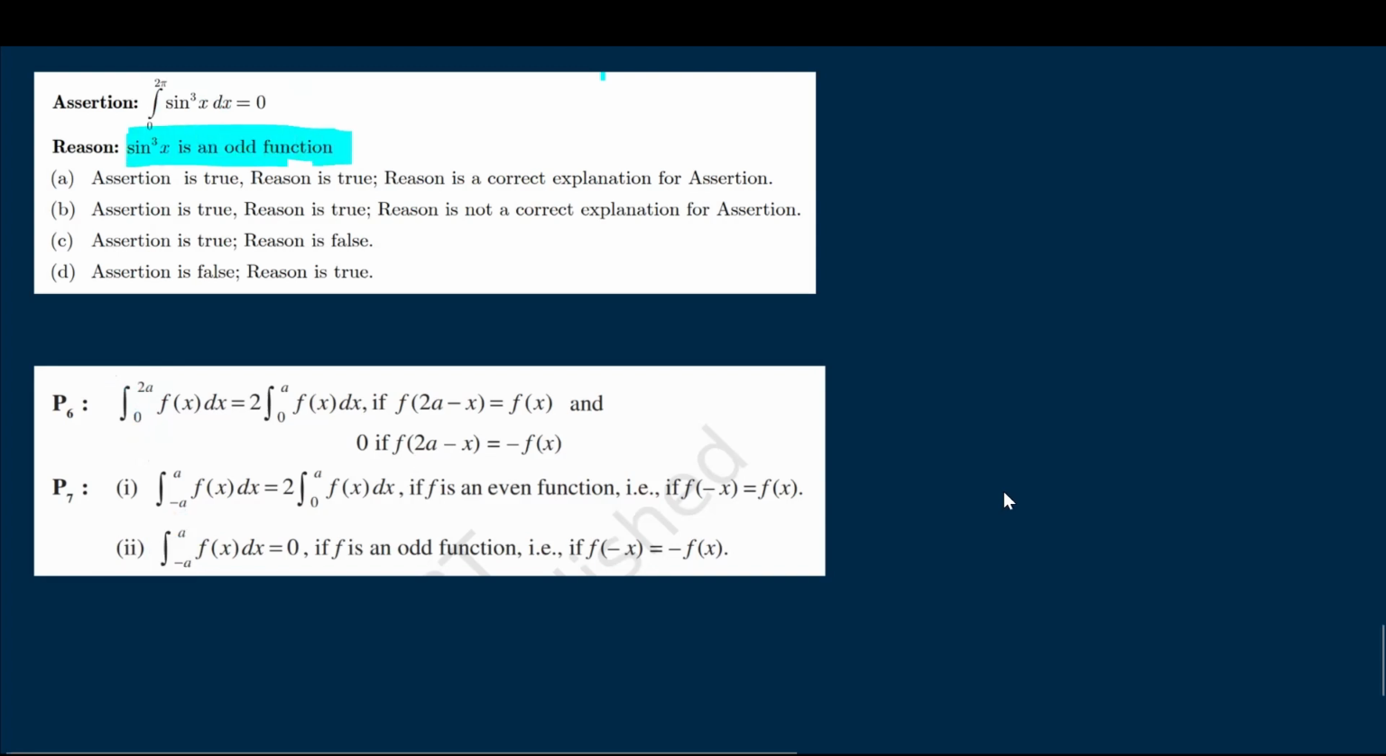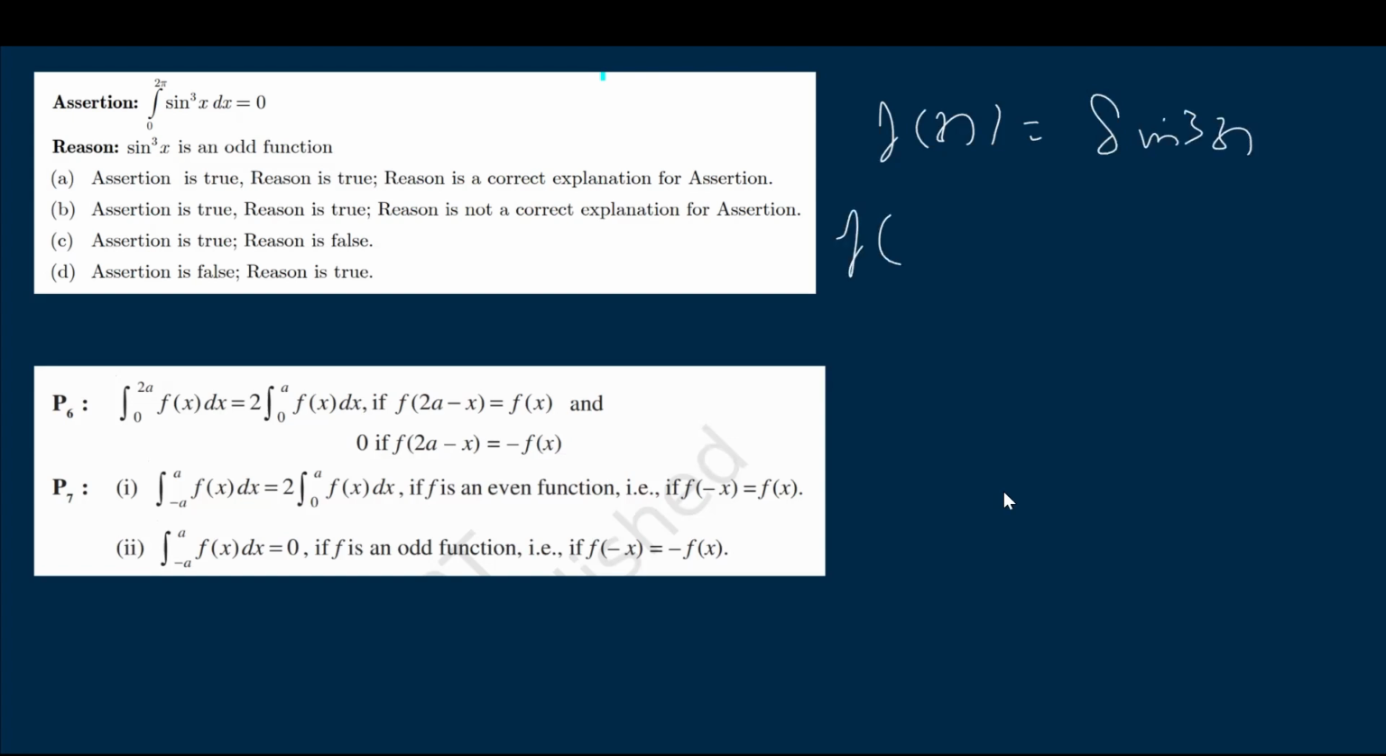Well, this is true. Sine cube x is an odd function, but we are getting this as 0 not because of this property, but because of this property. So let's first figure out whether the assertion is true or not. I'm going to take f(x) as sine cube x. Then I'm going to apply f(2a minus x), where 2a is 2 pi here, minus x.